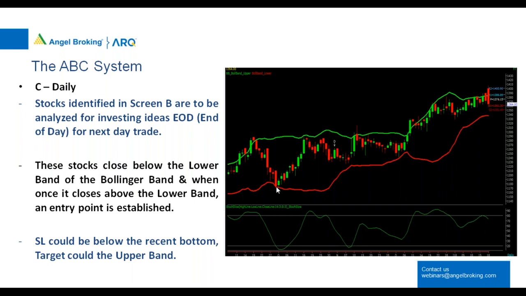So what you can do is, end of day, you've seen that it has closed. Now you can place the order that once the high of this day is reached, the recent low which is there can be used as your stop loss. Below that you can have your stop loss.